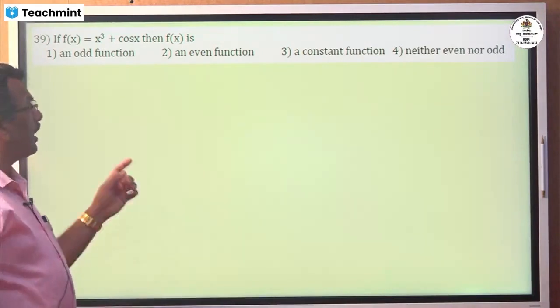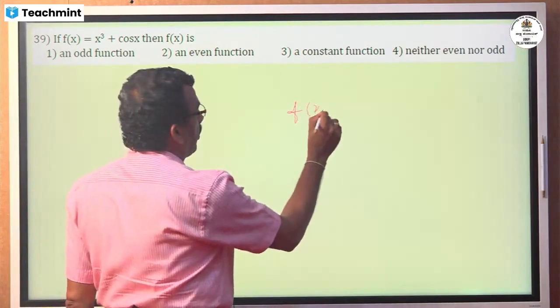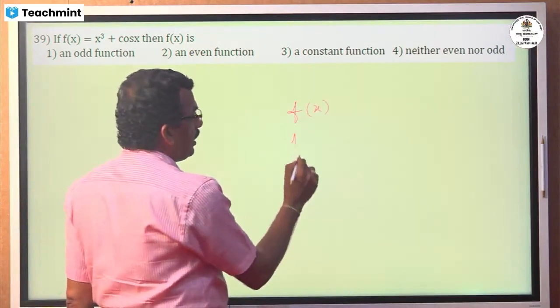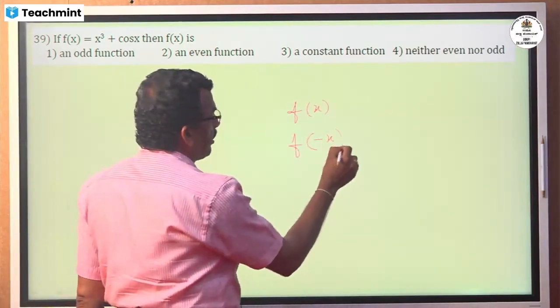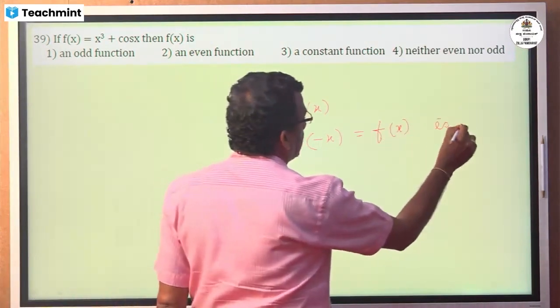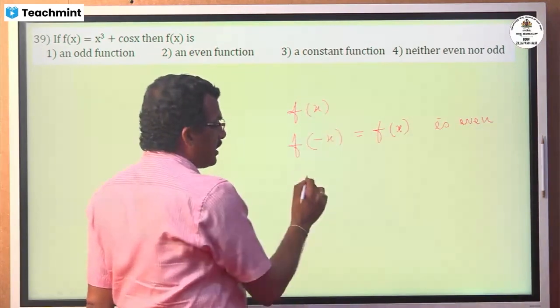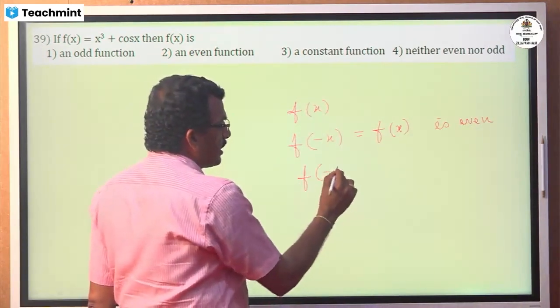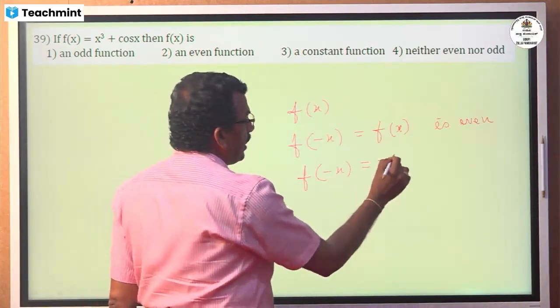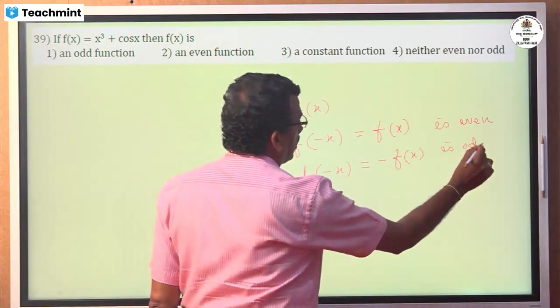As you know, whenever a function f of x is given, when I replace the x by minus x, if I get f of x, it is called even. When I replace the x by minus x, if I get minus of f of x, it is odd.